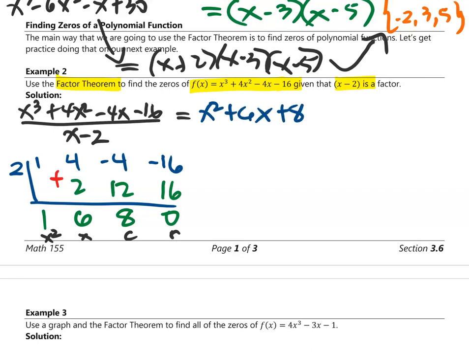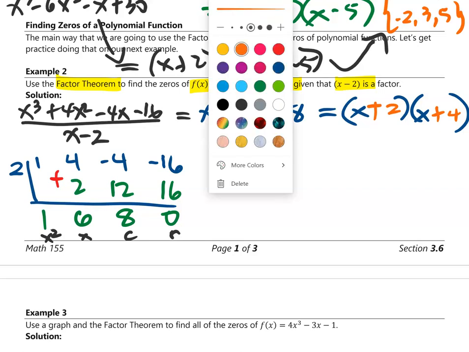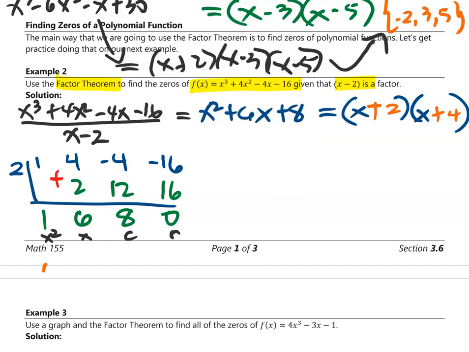And x squared plus 6x plus 8 is factorable. The factors are x squared, x, and x. Find two numbers that when you multiply is 8 and when you add is positive 6. That's correct. Positive 2 and positive 4. 2 times 4 is positive 8. 2 plus 4 is positive 6. So we can say that x cubed plus 4x squared minus 4x minus 16.